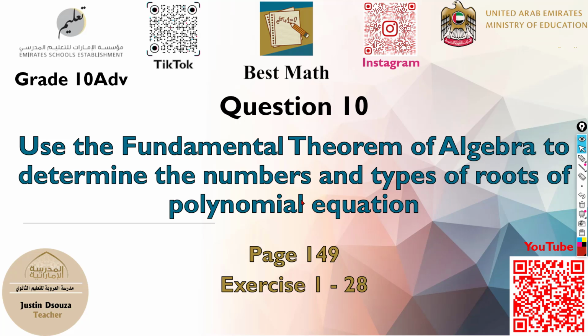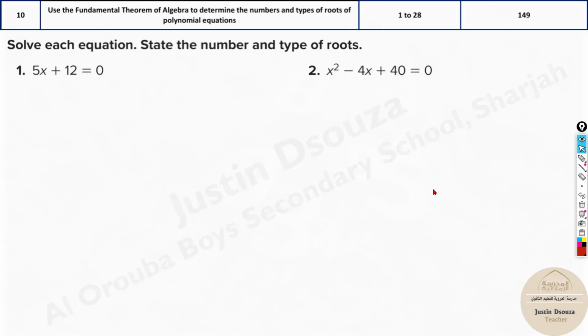Question 10, as it looks like it's going to be long, we are to use the fundamental theorem of algebra to determine the number and types of roots of a polynomial equation. There are two different types of problem in this. The first type of problems are the easy ones. Let's use our calculators directly to solve them.